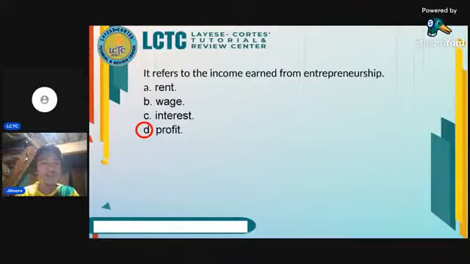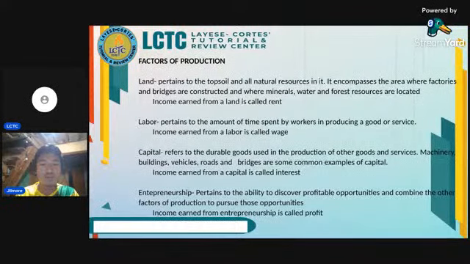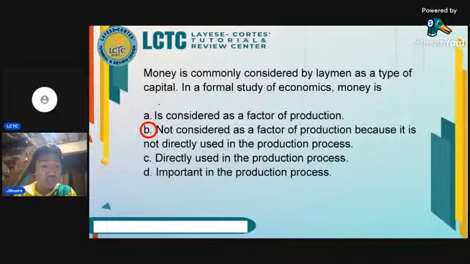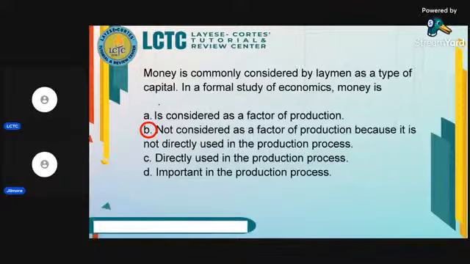Income earned from entrepreneurship, profit. Okay, we talked about that one already. When we talk about the area where factories and bridges are located, that's land. When it talks about the amount of time spent by workers in producing a good or a service, that's labor. Durable goods used for the production.